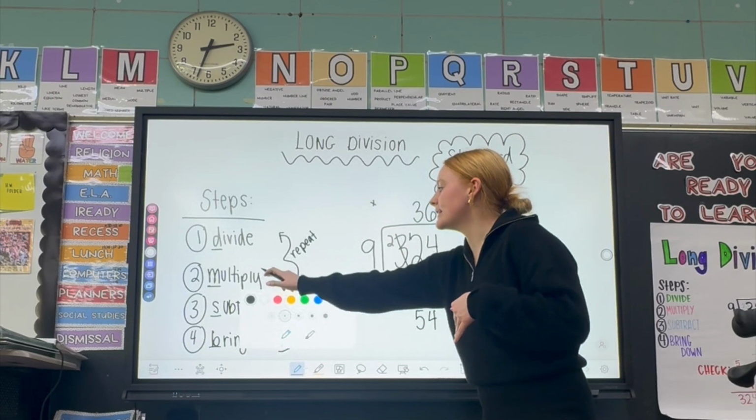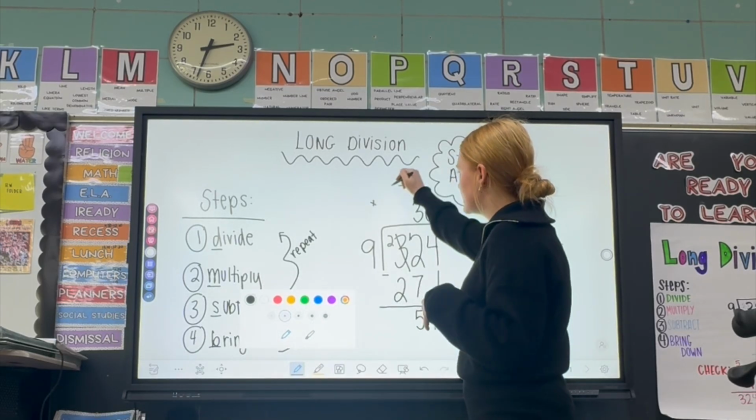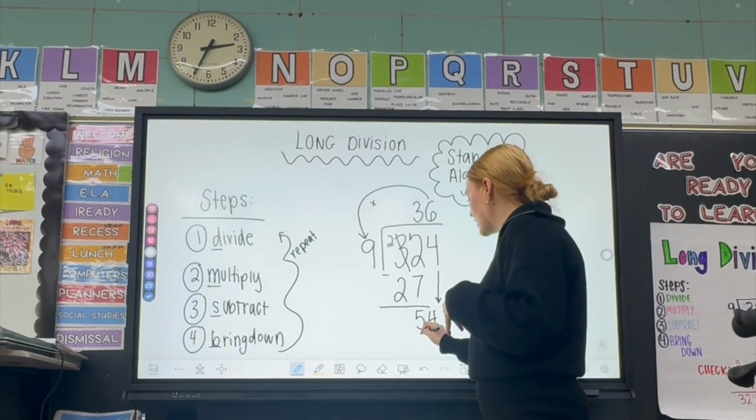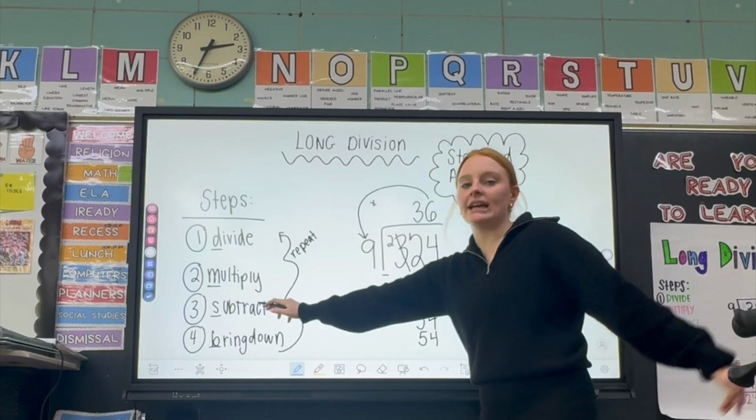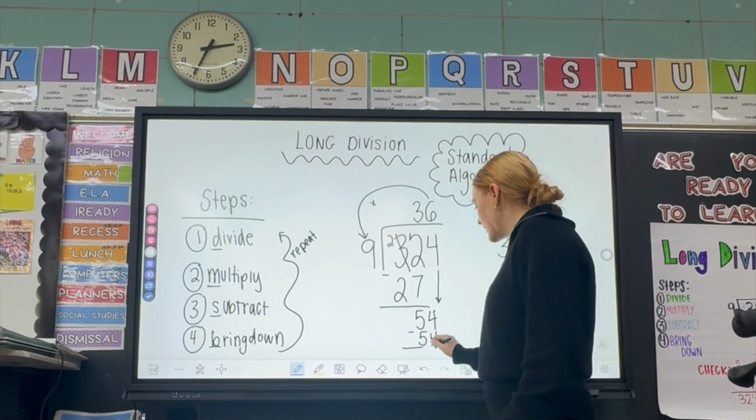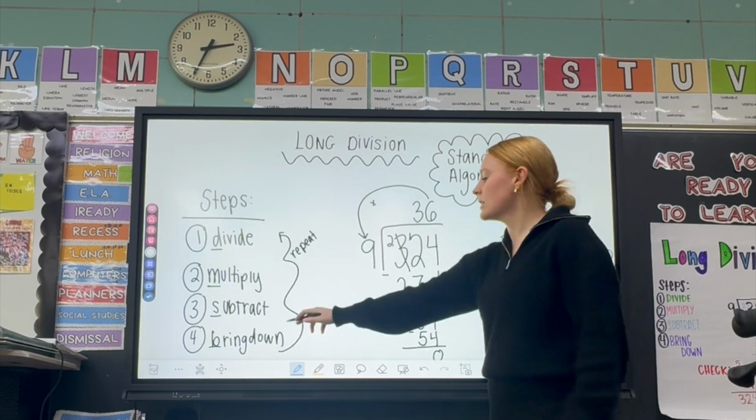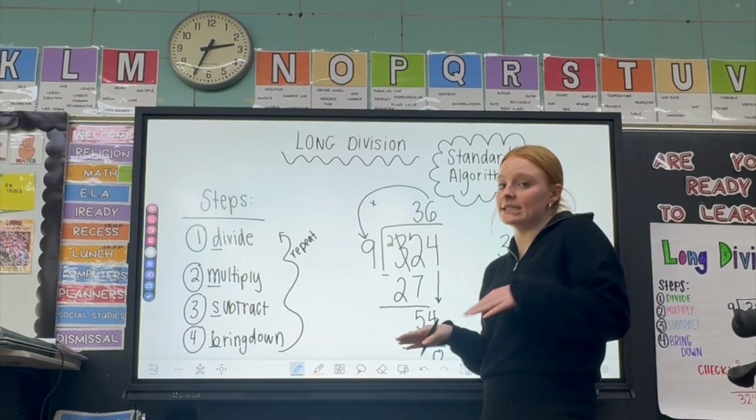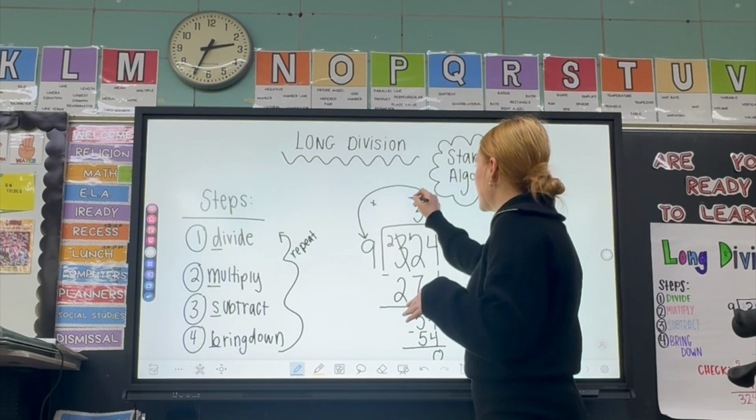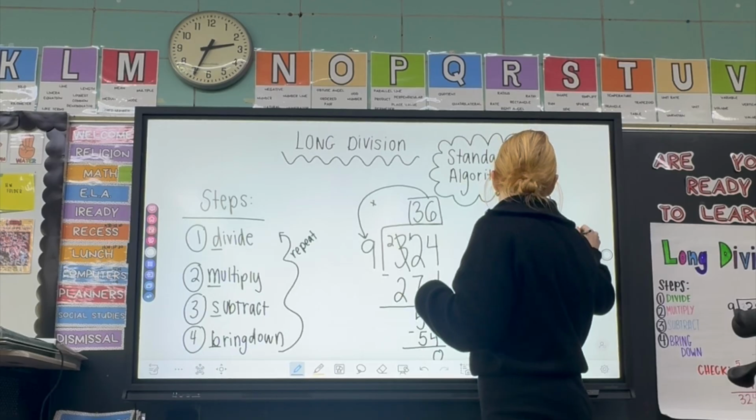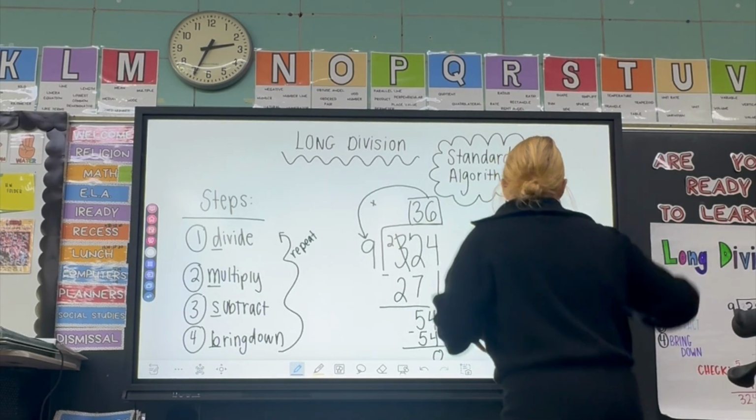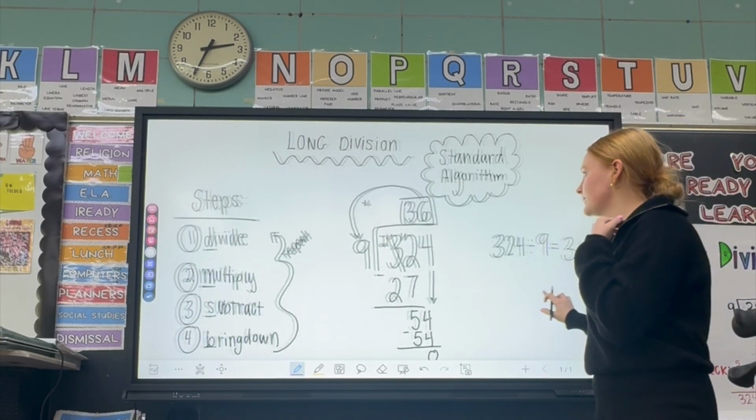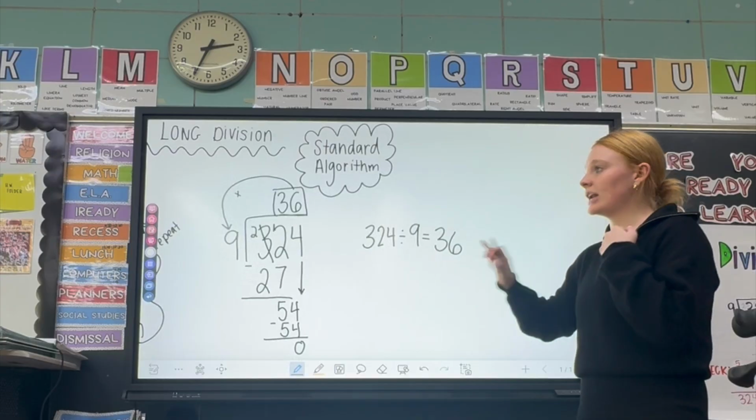Now, my next step is to multiply. 6 times 9 equals 54. My next step is to subtract. 54 minus 54 equals 0. I look, is there anything for me to bring down? No, there's not. My number ended in a 0, so I am good to go. And my answer is 36. So I could say 324 divided by 9 equals 36. That's how we use the standard algorithm.